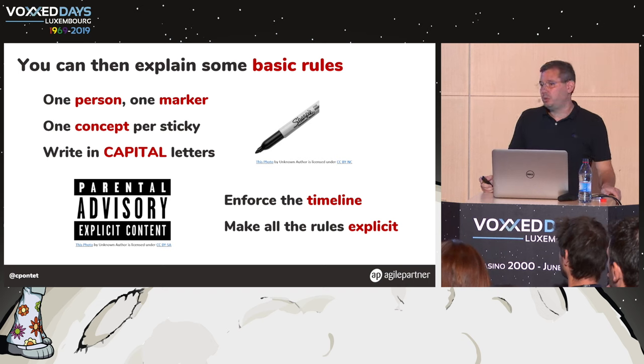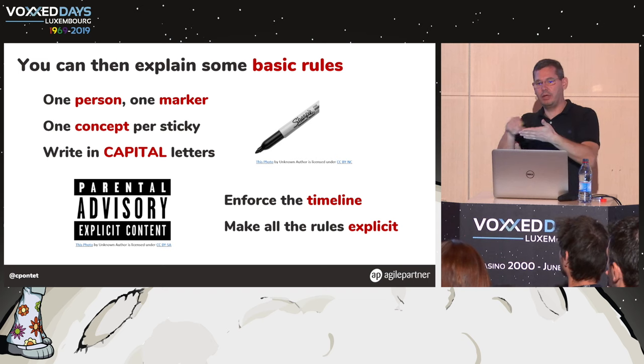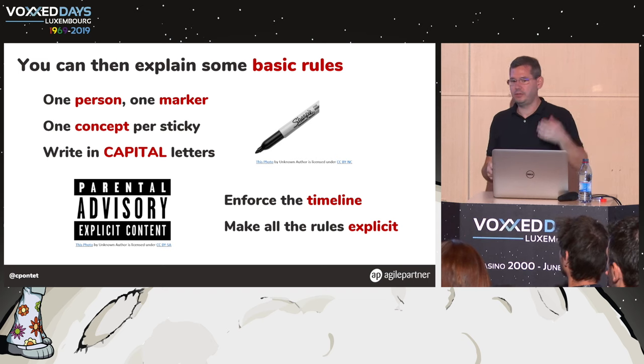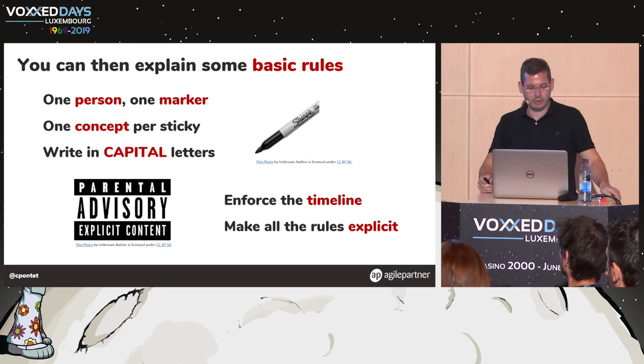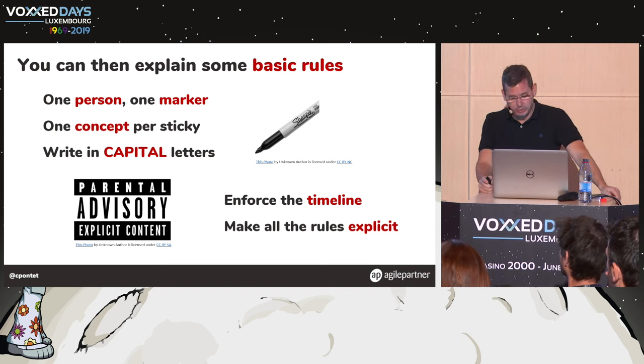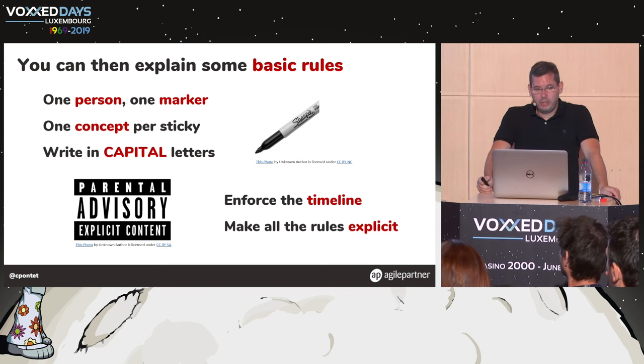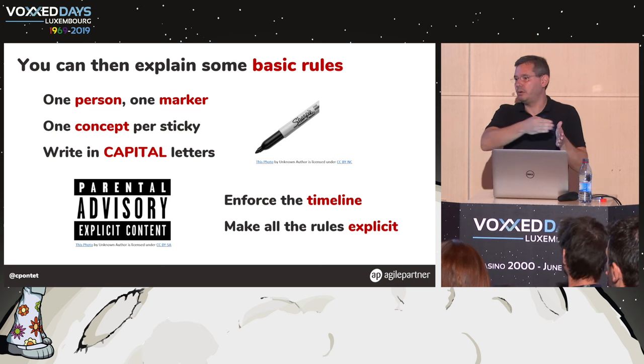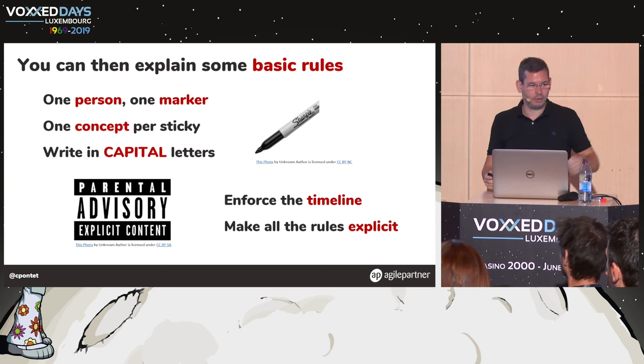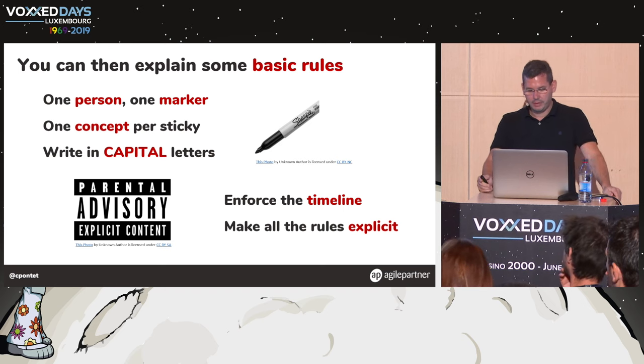One concept per sticky. You don't want to have a book written down in one single sticky because you want this to be visible. That's why you also recommend people to write in capital letters. You need to enforce the timeline. The whole idea is to actually have domain events along a timeline. So this timeline is important. The notion of what happens after what or before what is very important. And of course, you should make all the rules explicit.